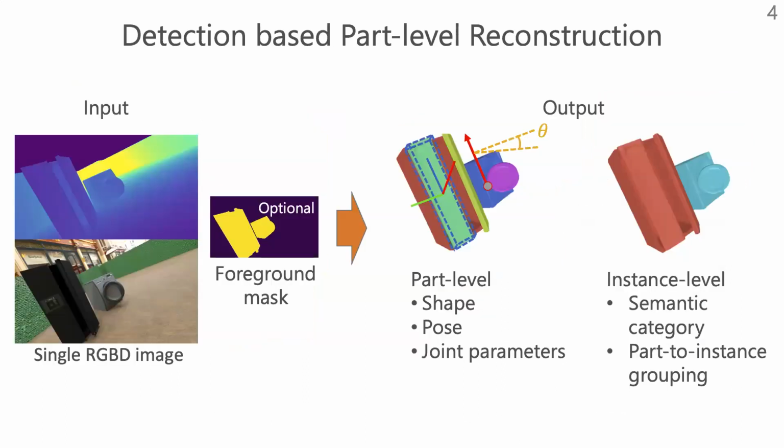To address this challenge, we propose an end-to-end trainable detection-based approach for part-level shape reconstruction of articulated objects. Given a single RGBD image with an optional foreground mask, our model outputs part shape, pose, joint parameters, instance category, and parts to instance grouping.